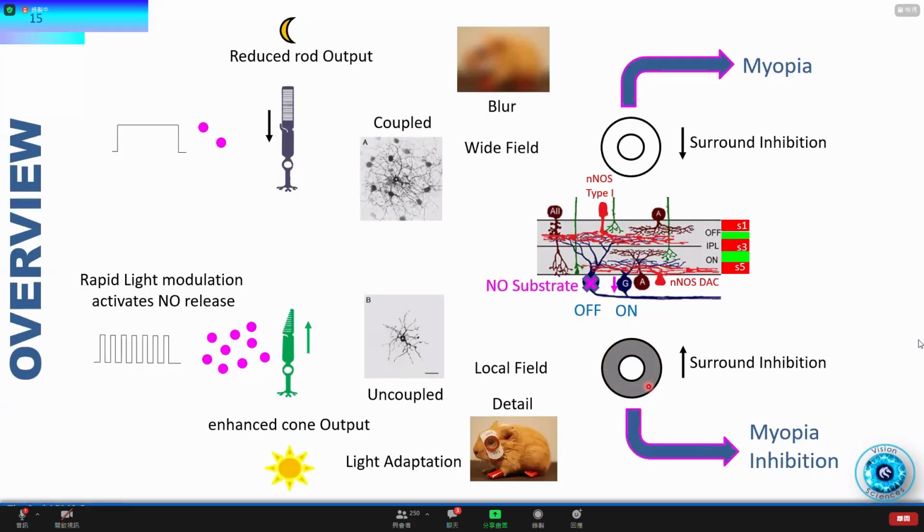cell's receptive fields, or the ganglion cell receptive fields, can see by increasing the surround inhibition. Whereas with low levels of nitric oxide, you see much reduced inhibition and a broader, wider field of stimulation output. So this kind of signal is a signal for the eye to become myopic and grow more, whereas this sharp vision signal is a signal for the eye to inhibit its myopia and in fact inhibit its eye growth.